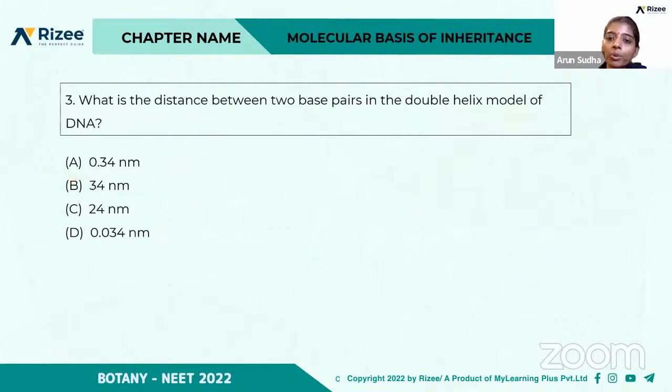What is the distance between two base pairs in the double helix model of DNA? Between one base pair and the next base pair, what is the distance? Is it 0.34 nanometer, 34 nanometer, 24 nanometer, or 0.034 nanometers? So which is the right answer?